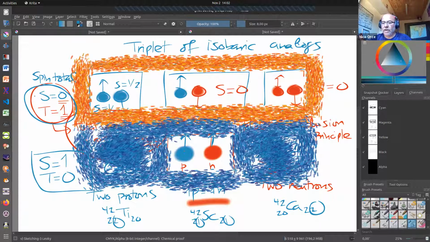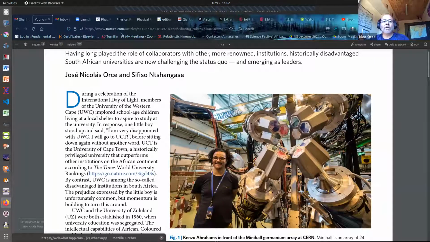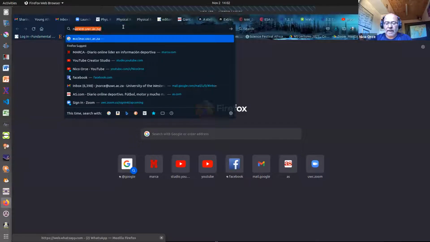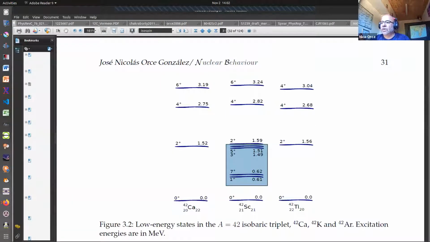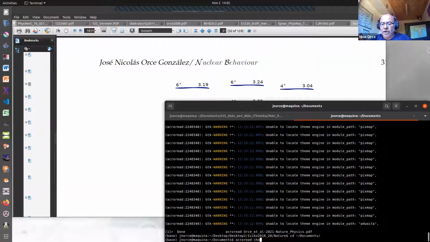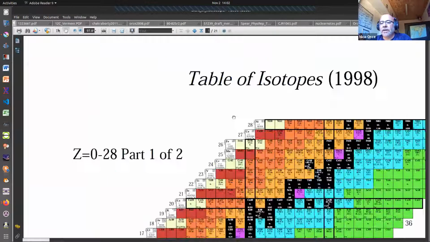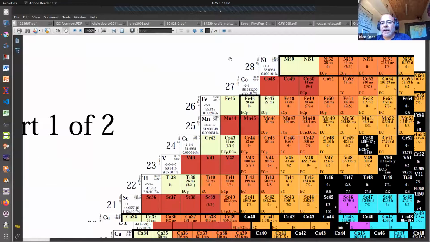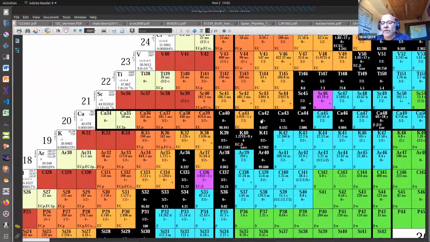So now is a good time to go to the NNDC and say, okay, let's investigate the situation a little bit further. And let's go to another triplet of isobaric analogs. We can take the chart of nuclei right here. We can say, okay, let's investigate this chart here. And we were on calcium 42, scandium 42, titanium 42. You see these guys here? But we can do the same thing.